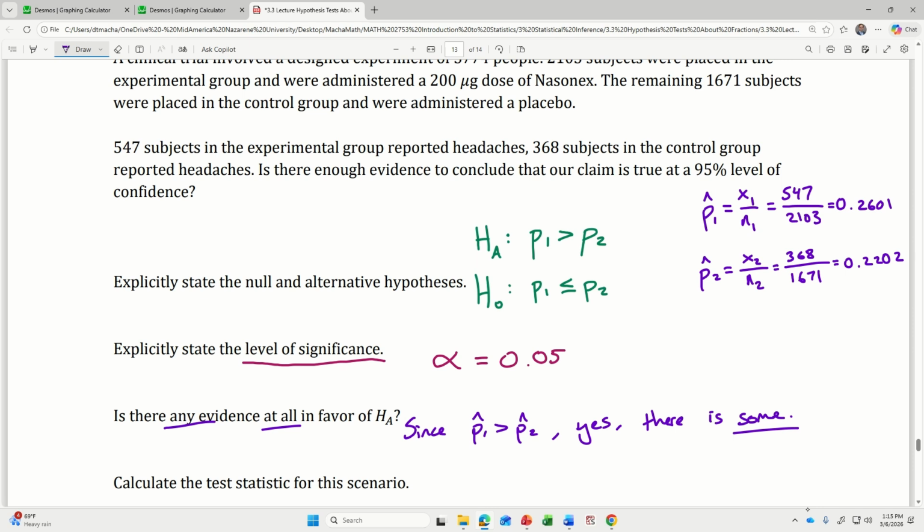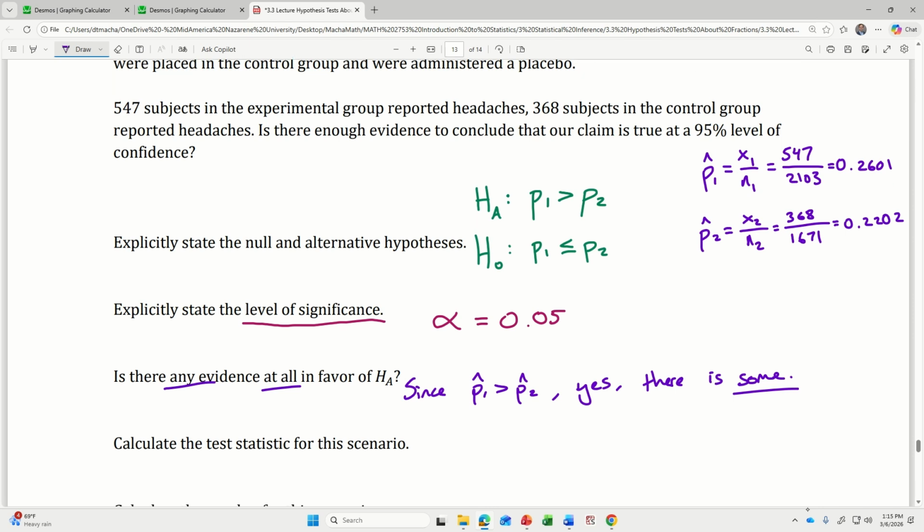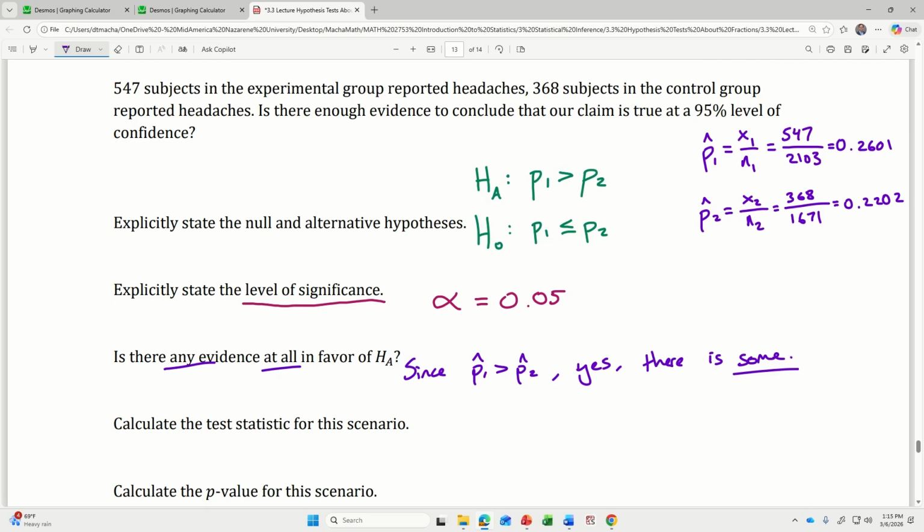So if you get to that question and there's no evidence at all in favor of the alternative, do you just stop there and say, am I proven in favor of the null hypothesis? Yes, you would just stop and say, yep, there's no evidence whatsoever. We can just stop and conclude that the null hypothesis must be true. Or in technical terms, you'd say we cannot reject the null hypothesis. We don't have enough evidence in favor of the alternative.